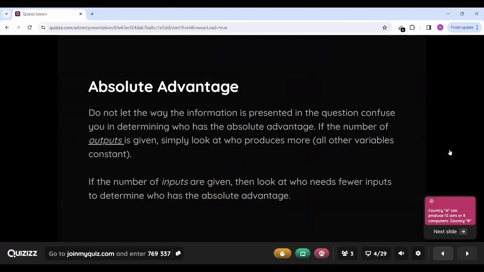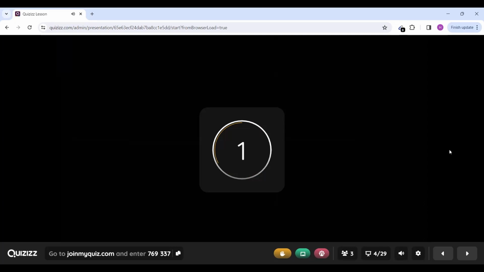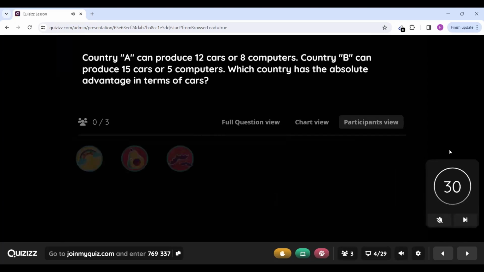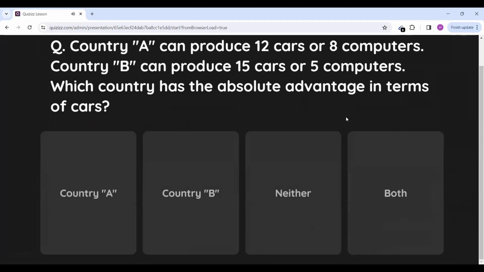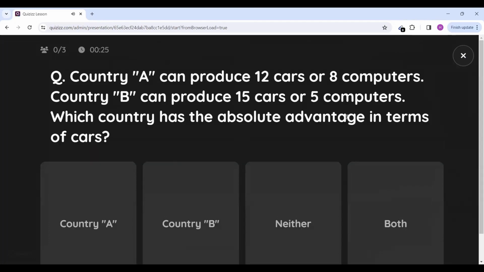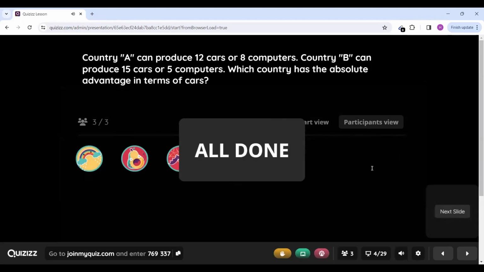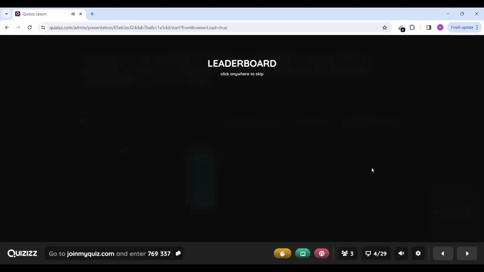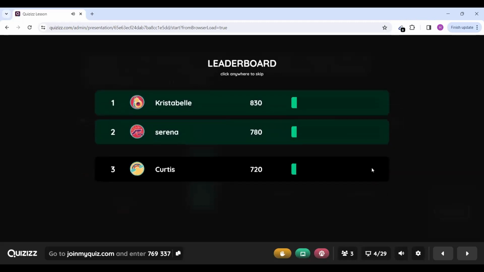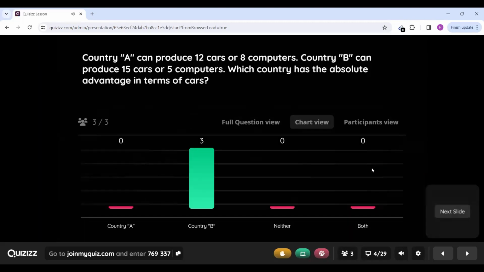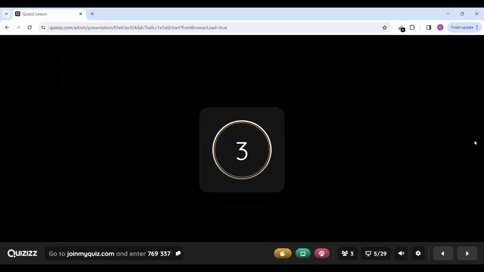So let's do some practice on this. Country A can produce 12 cars or 8 computers. Country B can produce 15 cars or 5 computers. Which country has the absolute advantage in terms of cars? Country B, because they produce more cars than country A in this case.